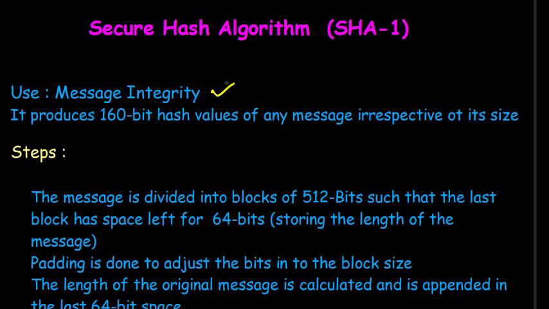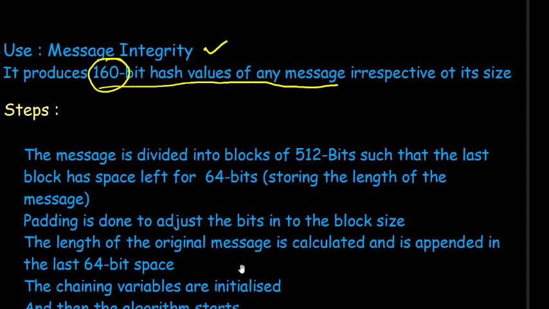So I won't go into the detailed explanation of how message digest and how this SHA are used for getting the message integrity. If you want a detailed explanation, you can see my video on MD5 in the same playlist. So what this SHA is: it produces a 160-bit hash value of any message. Irrespective of whatever length the message is, the message hash, that is the message digest, is of 160 bits. So that can of course be used to check the integrity of the message.